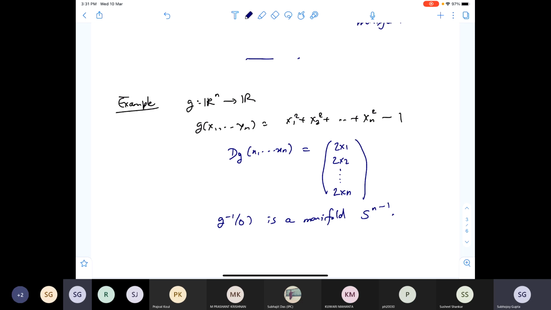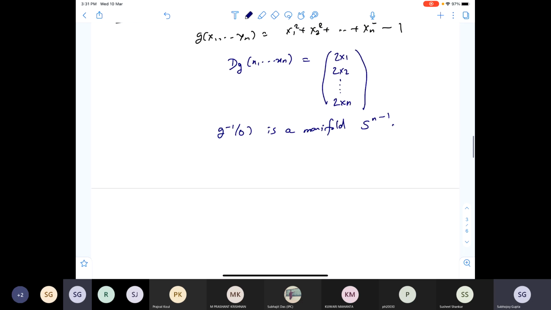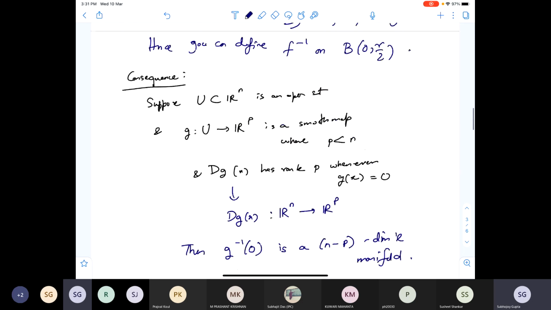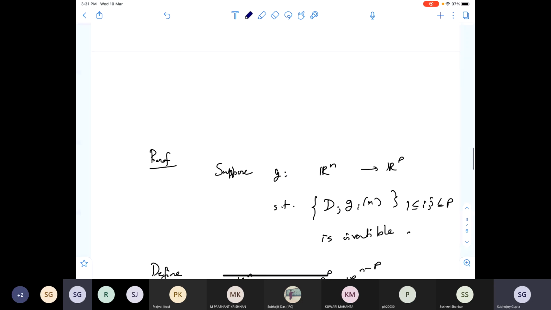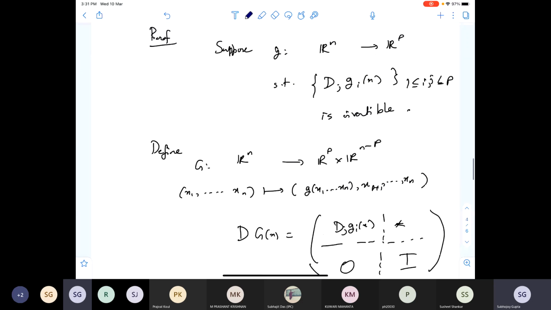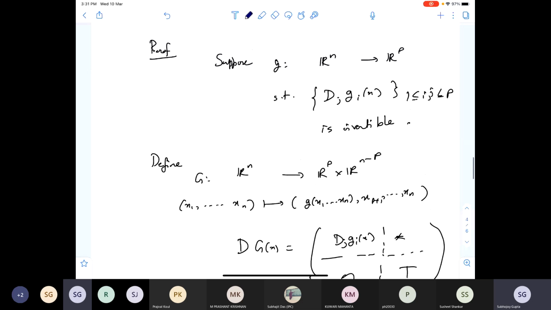So yes, that's right. But it is this n-1 dimensional sphere. All right, but so this is an example, but how's this proved? So here's the proof. Suppose you start with this, right?